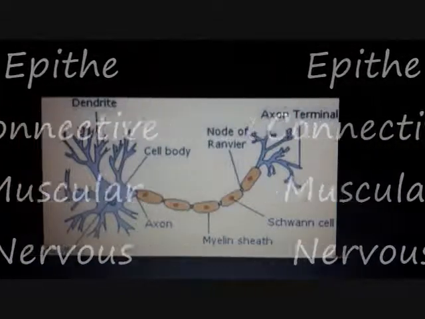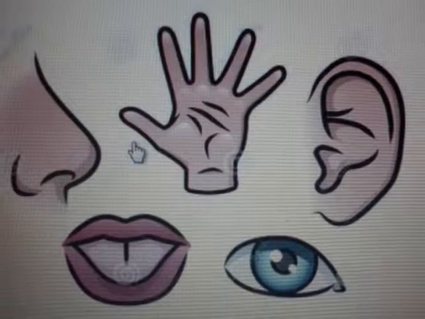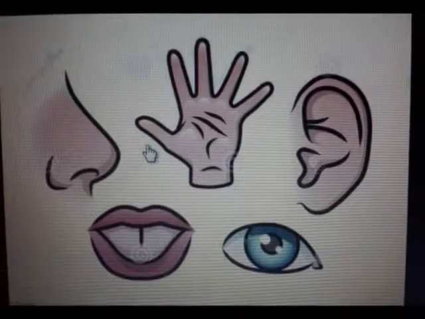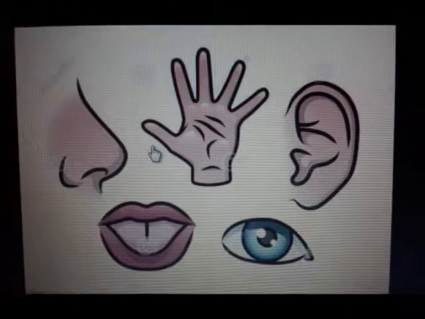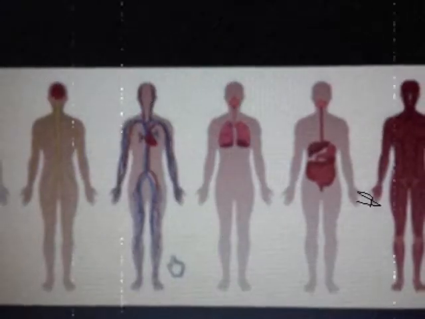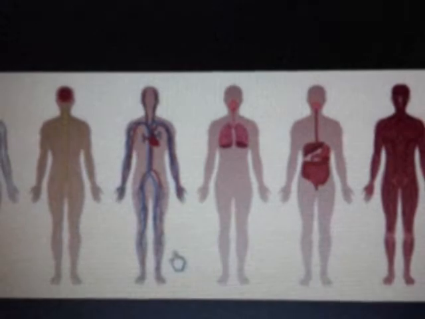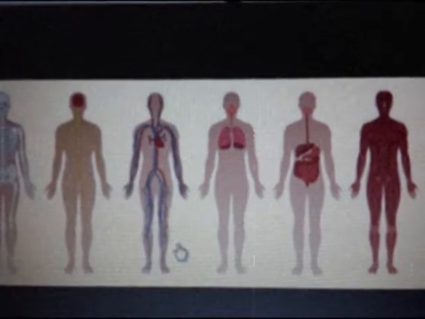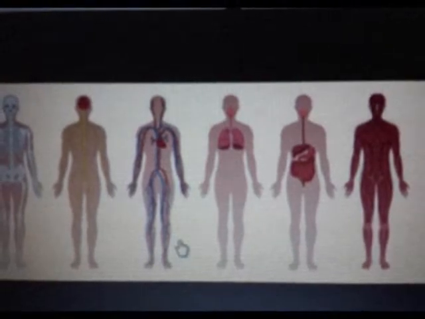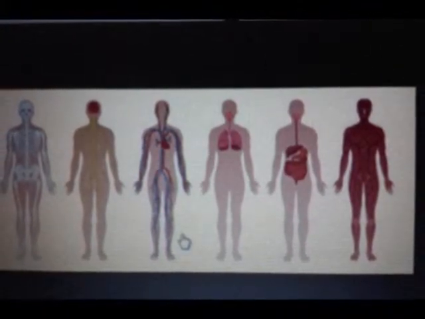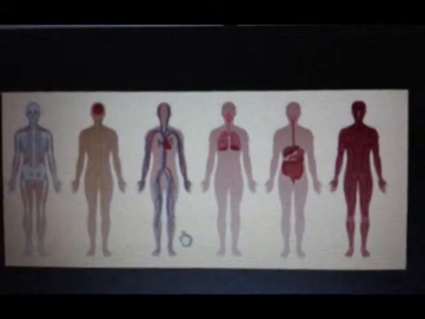Name the organs of special sense. It's the eyes, the ears, the nose, the tongue, and the skin. 5 senses. Name the principal systems of the body. The principal systems of the body are the cardio, nervous, respiratory, endocrine, skeletal, muscular, reproductive, digestive, integumentary, lymphatic and urinary.